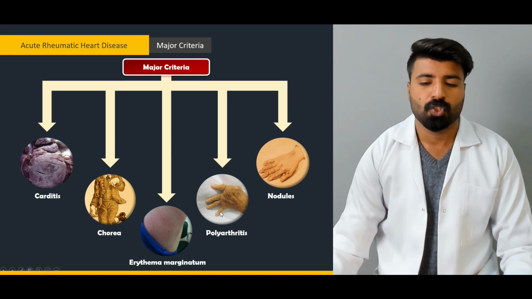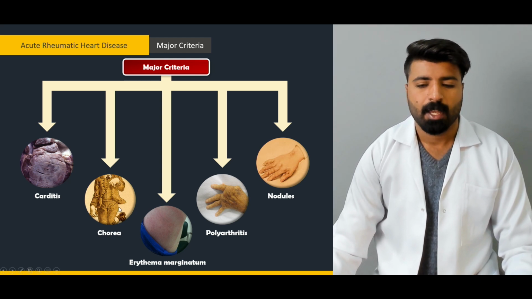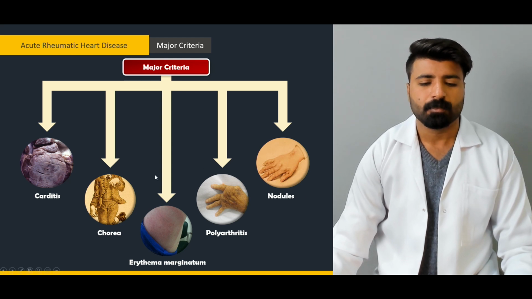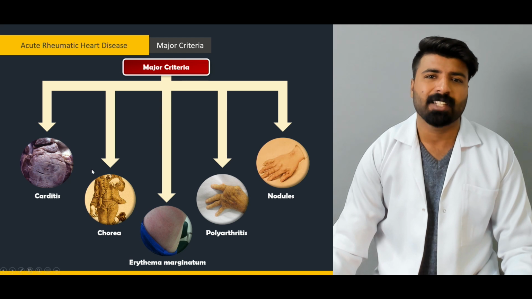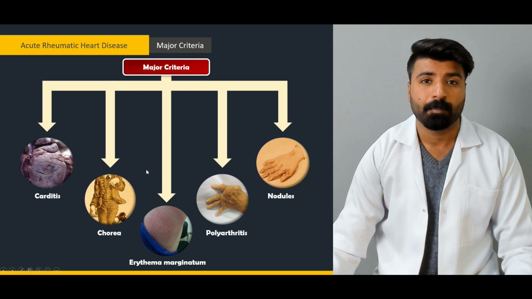J stands for joint pains. Now, this is polyarthritis. O stands for pericarditis. I remember it as pericarditis, but you can go with carditis too. N stands for nodules, which will be seen on the forearm and the hands. E stands for erythema marginatum. And S stands for Sydenham chorea. In the previous slide, I said it's a skin disorder. I'm sorry, it's Sydenham chorea.